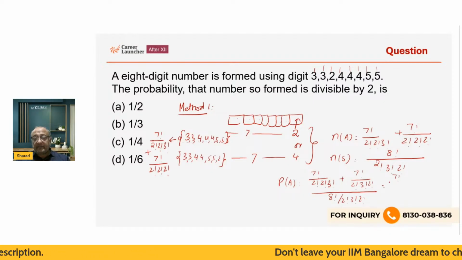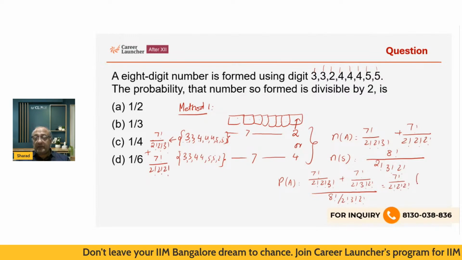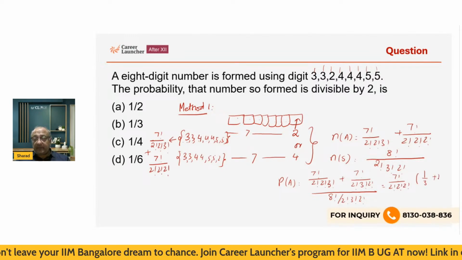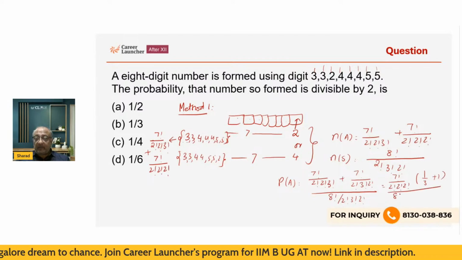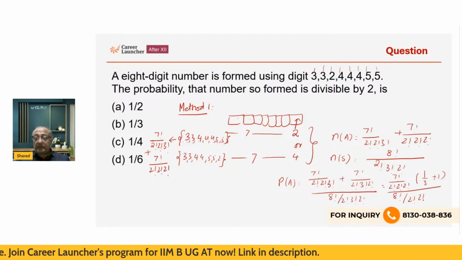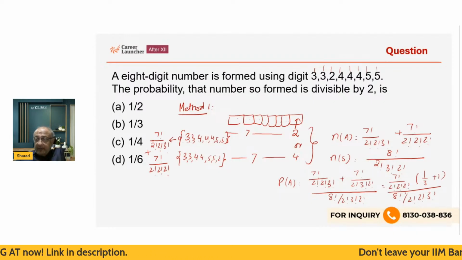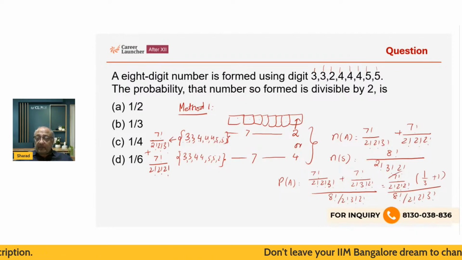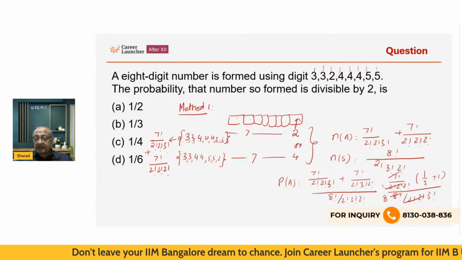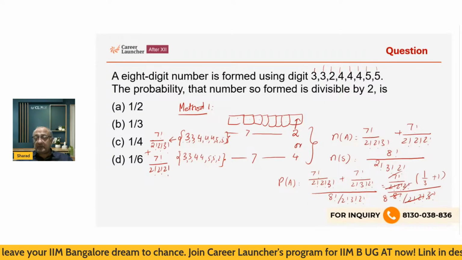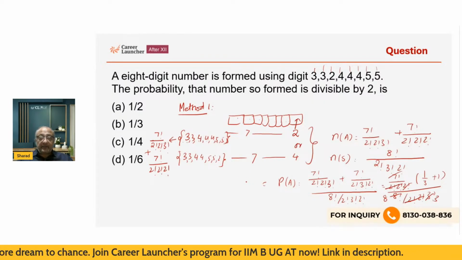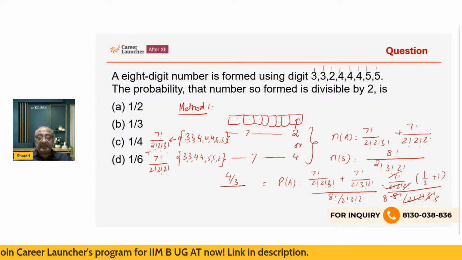I will take 7 factorial upon 2 factorial into 2 factorial common. I will be left with 1 by 3 plus 1 upon 8 factorial upon 2 factorial into 2 factorial into 3 factorial. Right? Clear? Now this 7 factorial will cancel from here. This will give me 8. Both 2 factorials will cancel. This 2 factorial, this is 3. So what is the result I have here? 1 by 3 plus 1 is 4 by 3, and 8 by 3, which is nothing but 1 by 2.